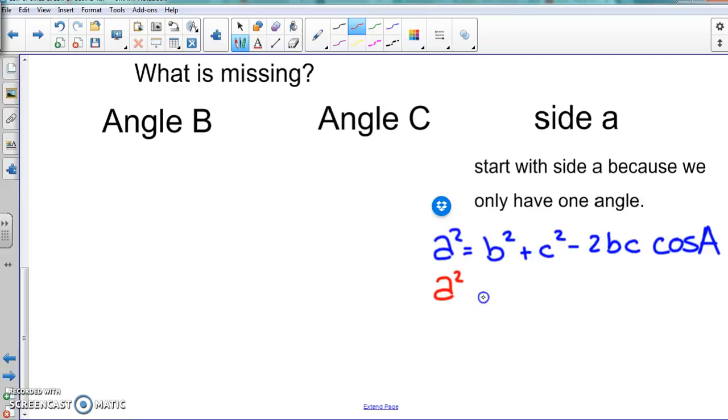So A's here, and if you wanted to do another A, it's fine. B is 20, C is 30, and we're doing 2 times 20 times 30.